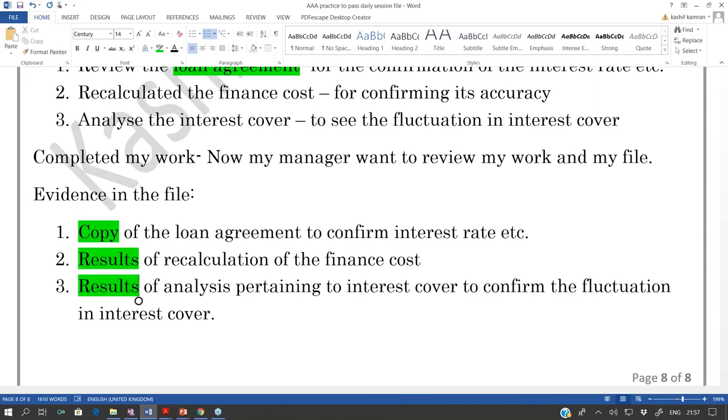Right? And the marking scheme of the evidence is 1 mark. Every evidence you write in the file will give you 1 mark. 1 mark per evidence with reason.